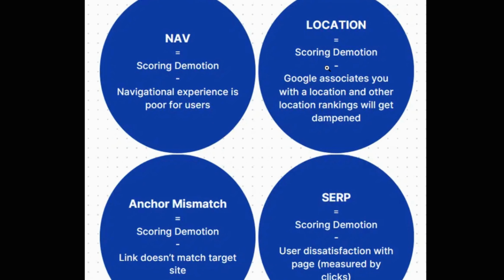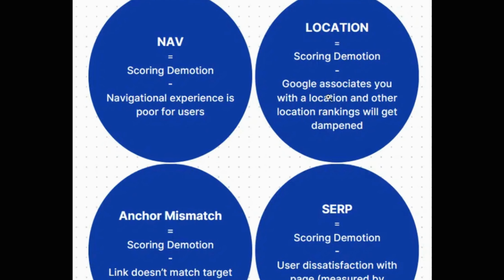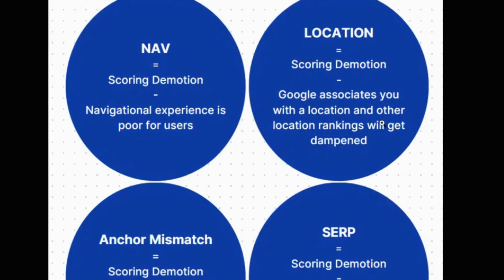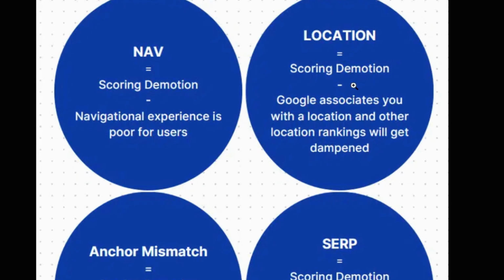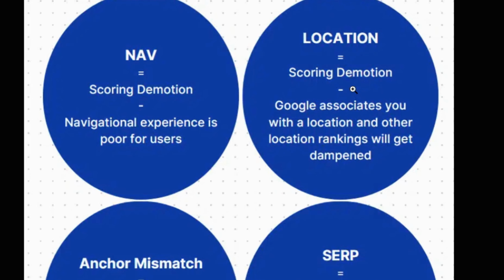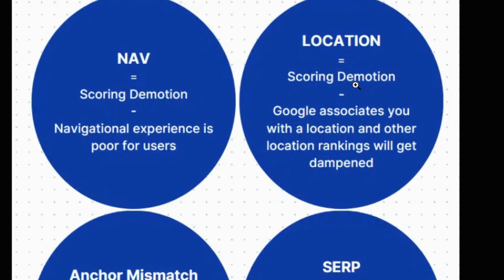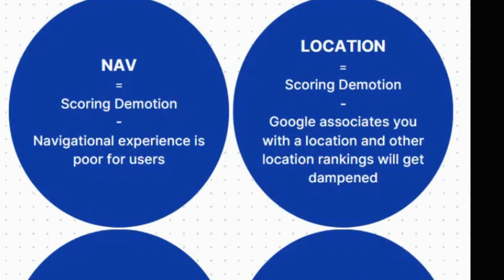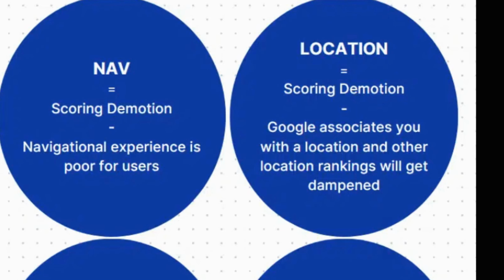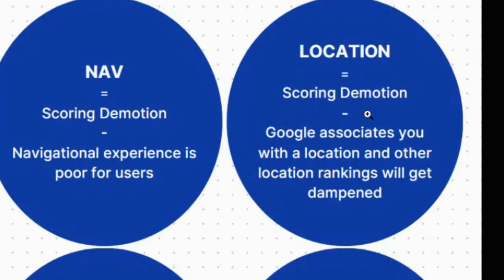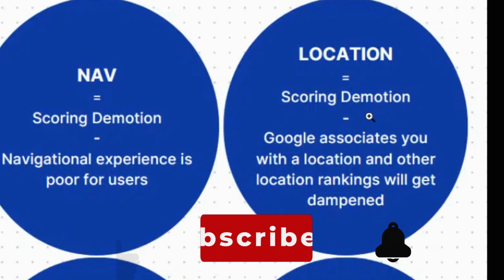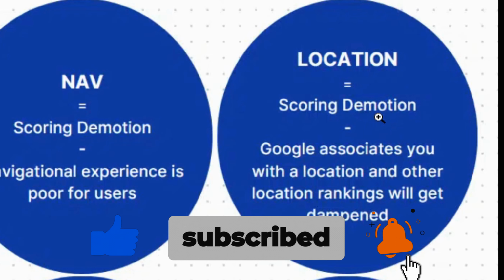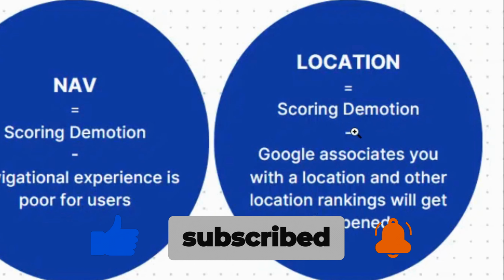Location. I thought this was a really interesting one. Scoring demotion. Google associates you with a location and other location rankings will get dampened. So it appears that if you have locations and then you have other location pages that are not associated where your actual business is, it'll actually hurt your rankings for all of the locations. So this is an interesting one. I think not a lot of people know. This is something that I've speculated on for a while, especially through testing, and I can see it confirmed here.